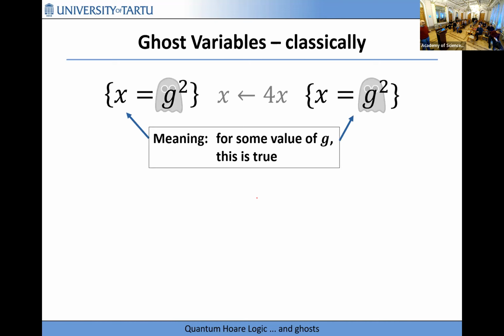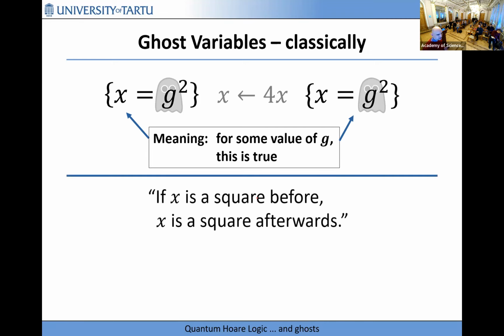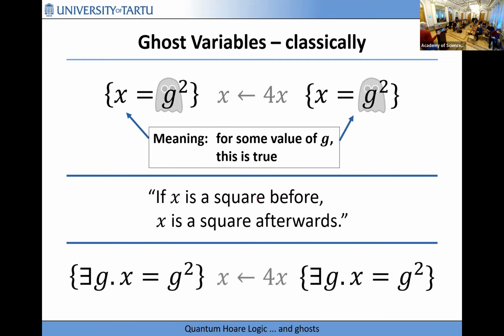Let me give you an example of how I could do that classically. Classically, I could write something like: my precondition is x equals g squared, where g is not a variable that is even in the program. By this, I just mean this thing is true for some value of g. And this thing on the right is true for some value of g, which just boils down to saying: if x was a square and I run this operation, then x is a square. So nothing very deep. In particular, I could already write this just by allowing existential quantifiers when defining my predicate.